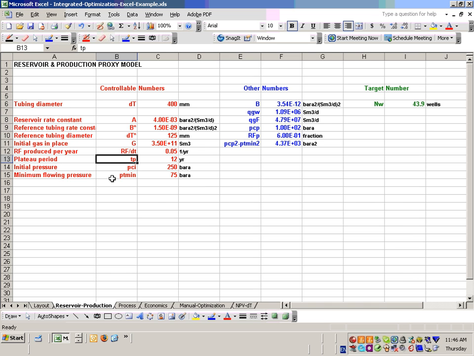Plateau period. Do you put in a plateau period? Is there a plateau period keyword in Eclipse? I don't think so. But you can put in minimum tubing pressure. That's an input. Initial pressure is an input. Plateau period you don't put in to the model. So how does Eclipse 100 tell you how many wells you need to produce for 12 years? How do you do that with Eclipse?